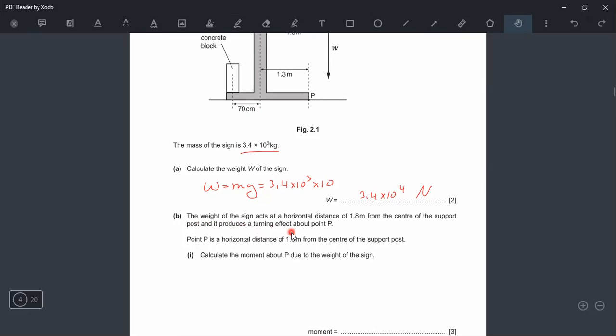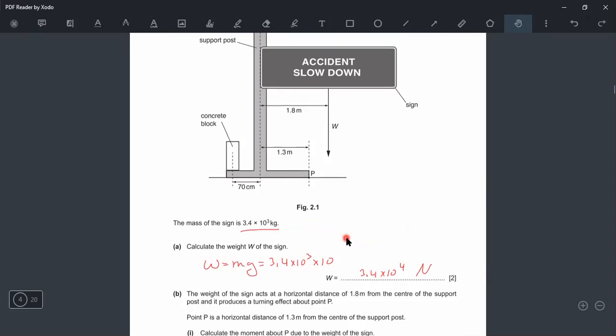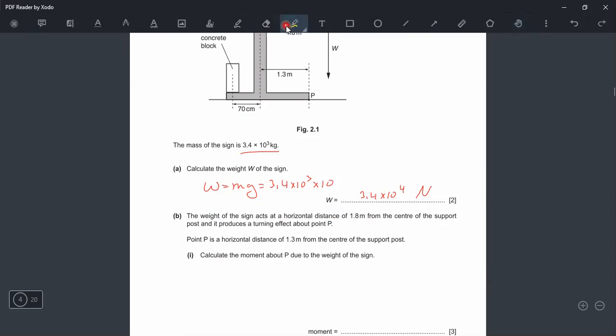The weight of the sign acts at a horizontal distance of 1.8 meters from the center of the support post, and it produces a turning effect about P. Now, here's a hint. Whenever you see this about a certain point, about P, this is our pivot. This is a moment question. So as long as something is turning about a specific point, whether he calls that point A or B or P or whatever, that point is our pivot. P is a horizontal distance of 1.3 from the center of the post. Calculate the moment about P, again, here's that term again, due to the weight of the sign.